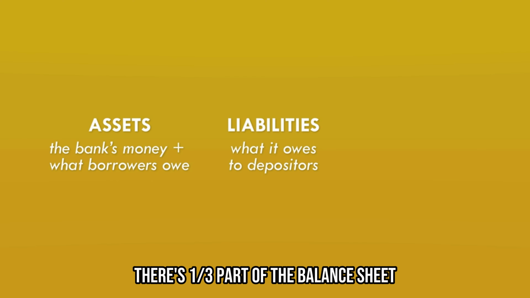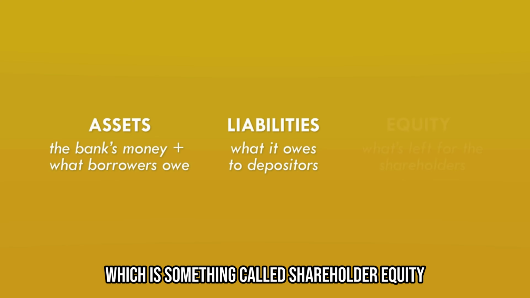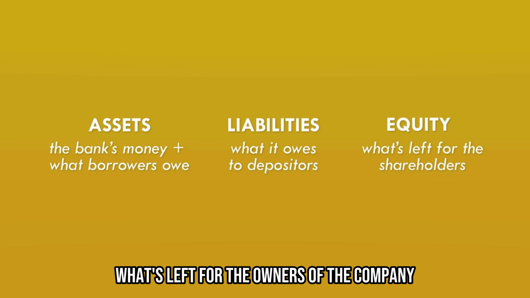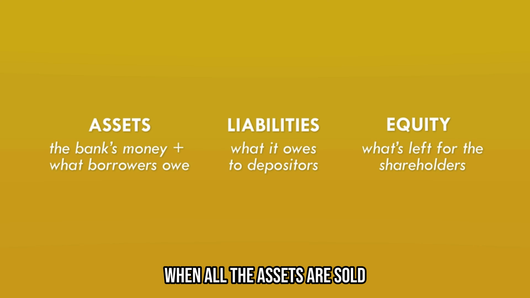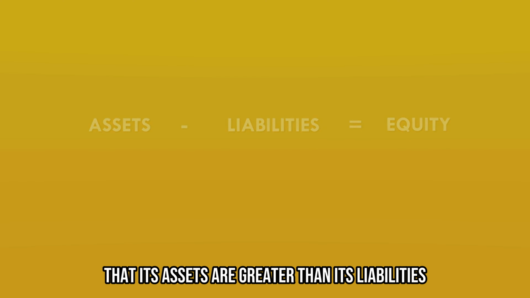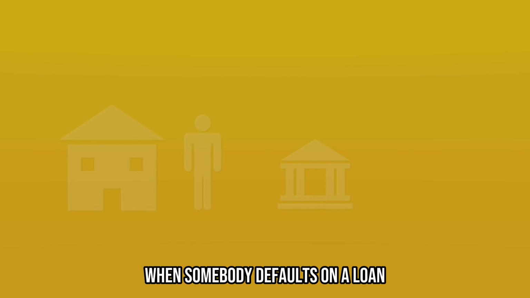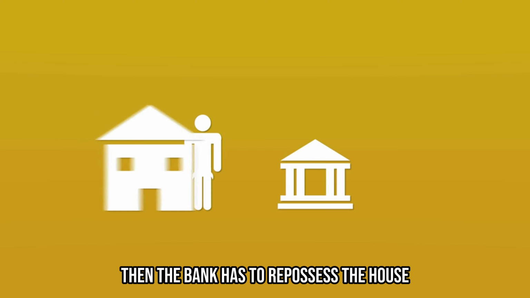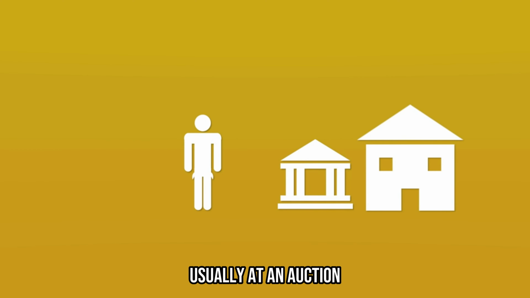There's a third part of the balance sheet, which is something called shareholder equity. Shareholder equity is very simply what's left for the owners of the company when all the assets are sold and all the liabilities are paid off. To avoid going bankrupt, a bank needs to make sure that its assets are greater than its liabilities. When somebody defaults on a loan and stops making repayments, then the bank has to repossess the house and sell it off, usually at an auction.